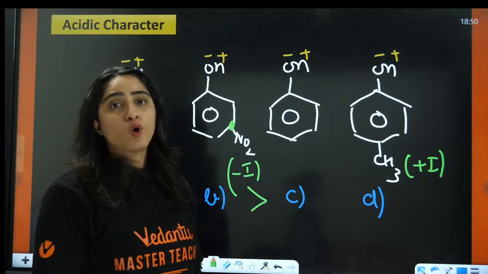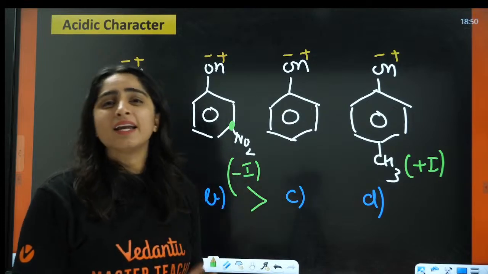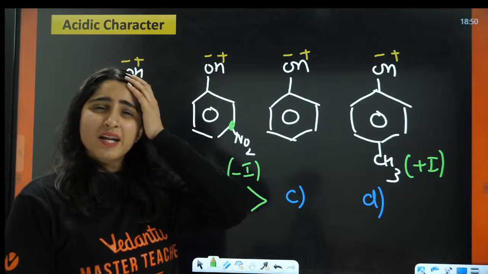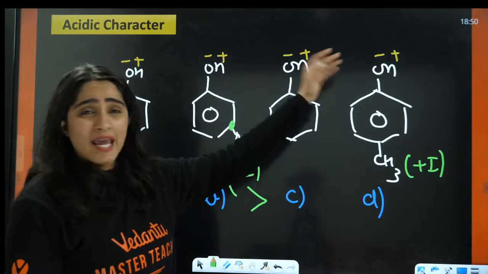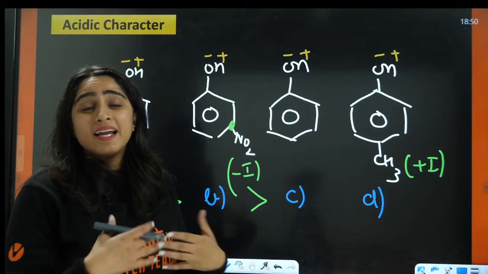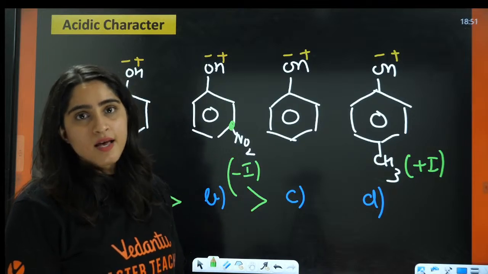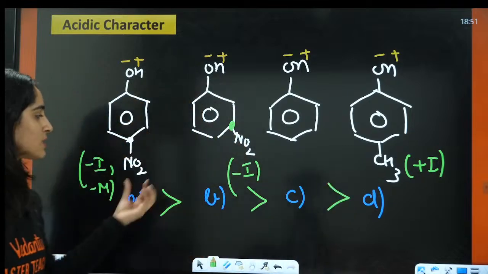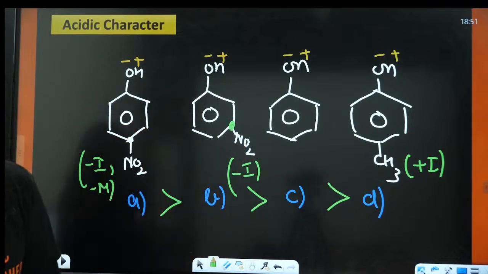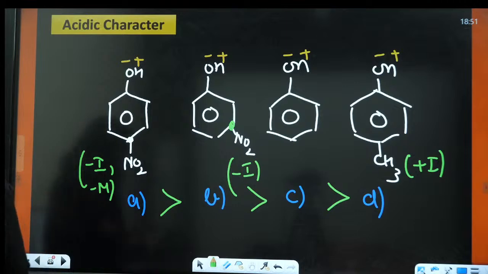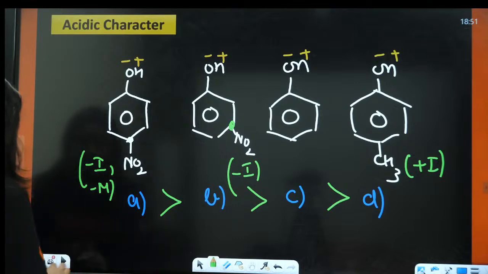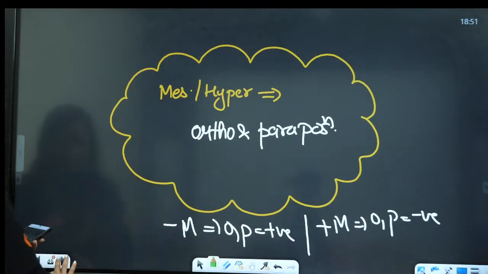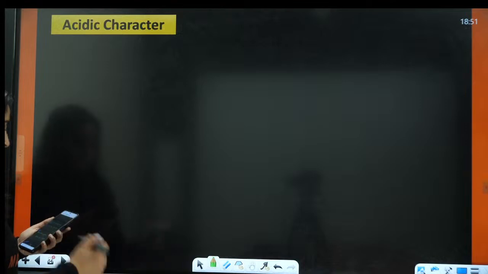Now it is already negative, and you are giving it more electrons. It is very difficult for this to gain electrons because it is already electron rich. So we are making this very unstable. So the answer is A, B, C, D. Got it, everyone? This is A, then B, then C, then D. Everyone got it? Yes? Okay, perfect.